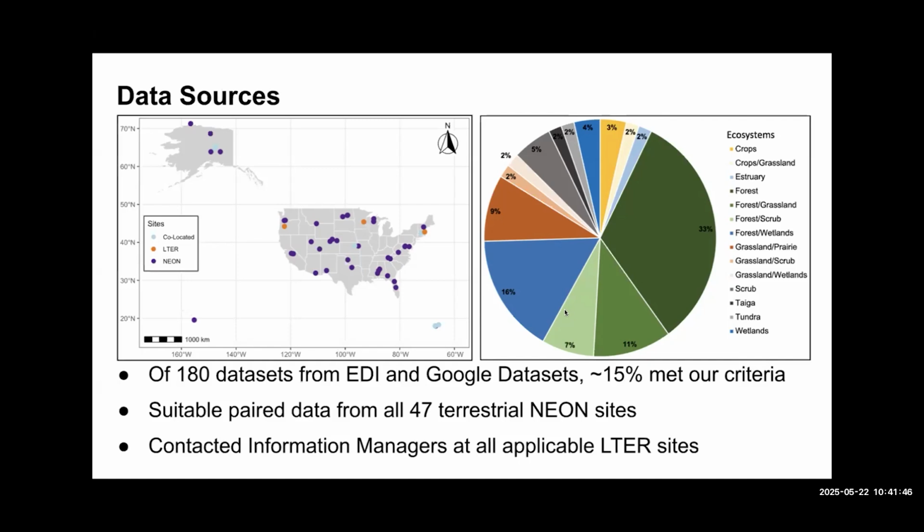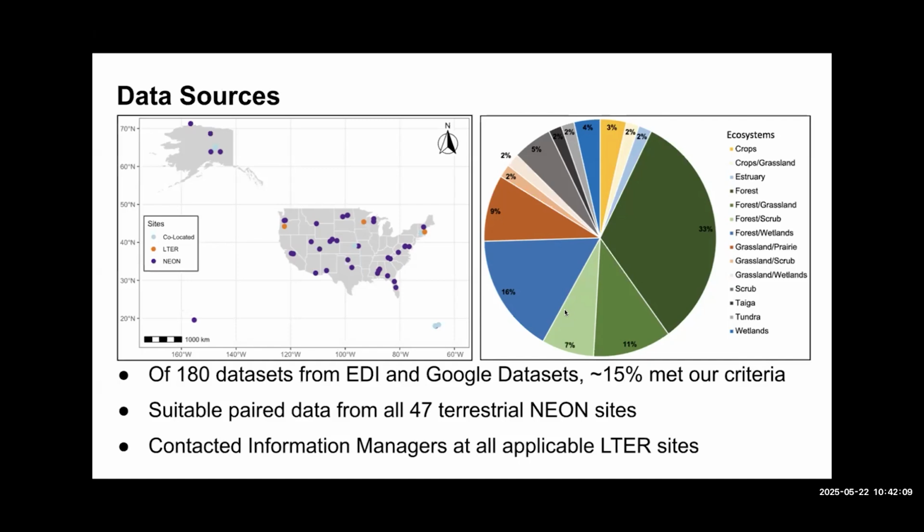Luckily, NEON was a really great resource for us. We were able to collect data sets from all 47 of the terrestrial NEON sites. They have a really consistent sampling scheme for both the plant and the microbial communities. In the map on the left, all of those purple points are from the NEON sites that we were able to collect from.